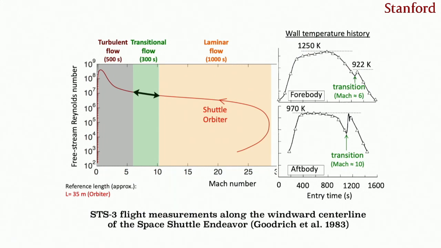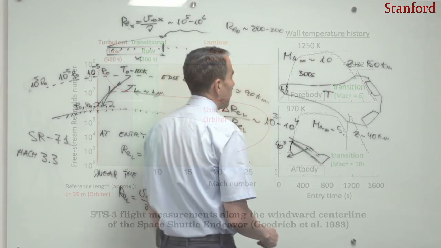Then once the peak heating passed, the temperature would decrease, and then you will see this little peak there that increases the temperature to 922 kelvins. Well, that's the signature of transition happening there. And then in the second panel, you can see something similar, but in the forebody, where you can see that the peak is actually much more pronounced. So those peaks are representative of transition.